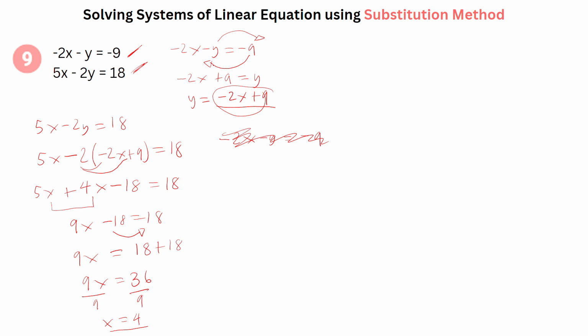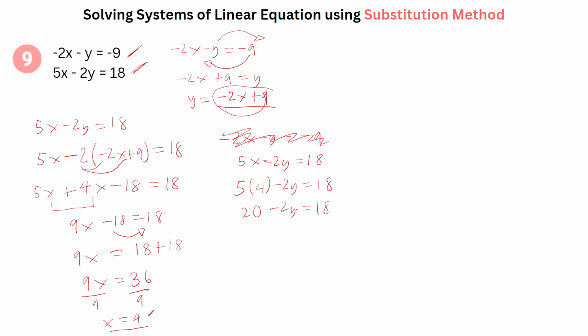Again, you can use either of the two. However, my preference sometimes would be to use the one with fewer negative signs. This is to have an easier calculation. So what's the value of x? X is 4. So we just have to replace the x with 4. So 5 times 4 minus 2y is equal to 18. So 5 times 4 is, of course, 20. And then minus 2y is equal to 18.